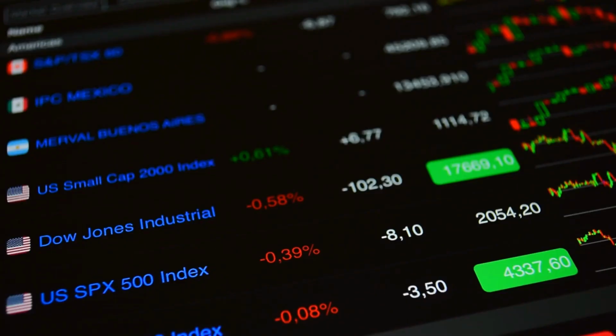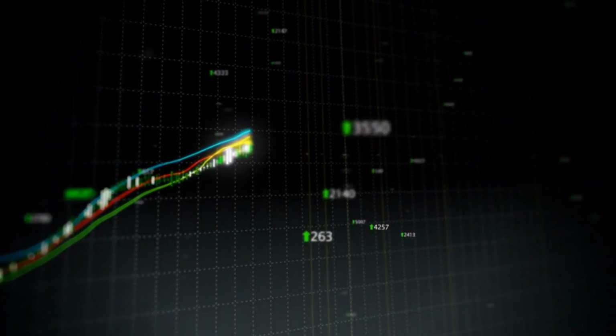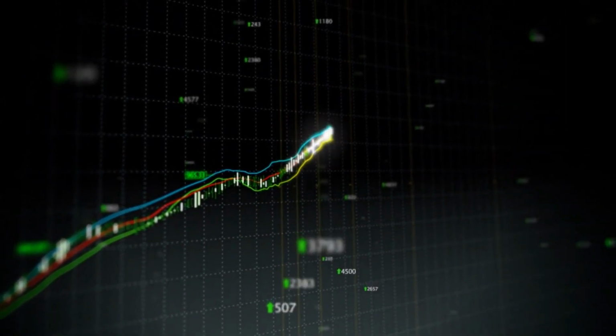I. Index, benchmarking the market. I is for index, a critical tool for investors and analysts alike. An index is a group of stocks representing a particular market, sector, or industry.